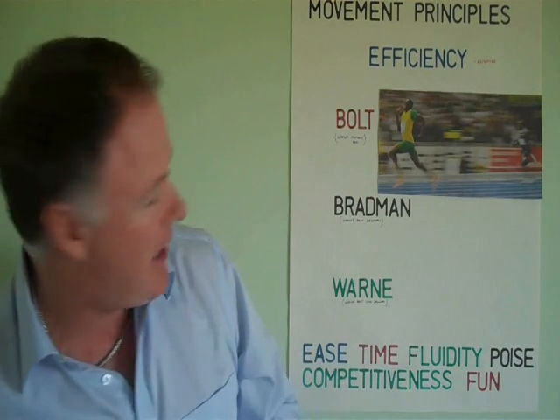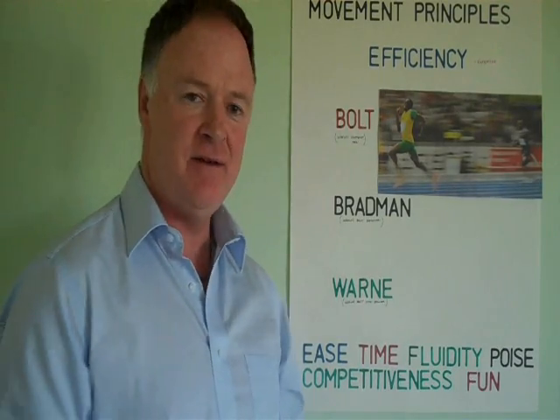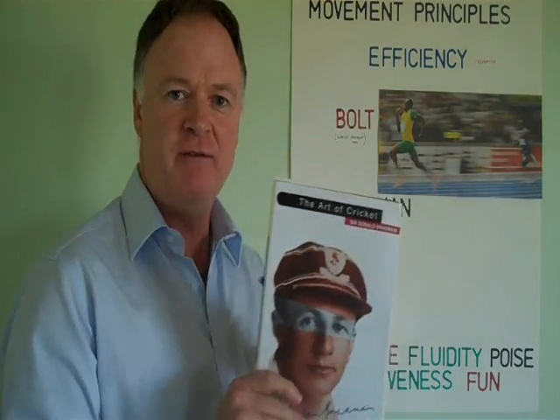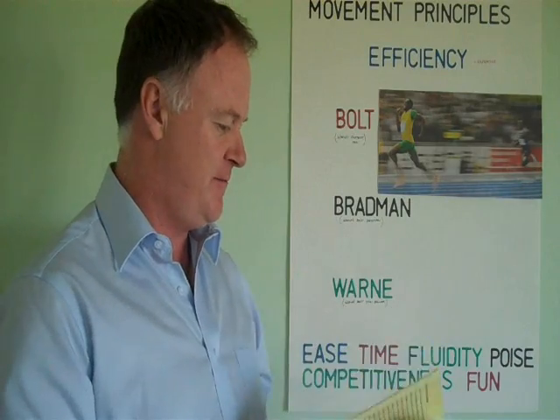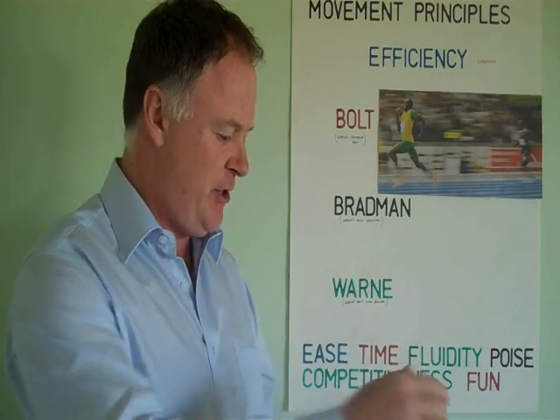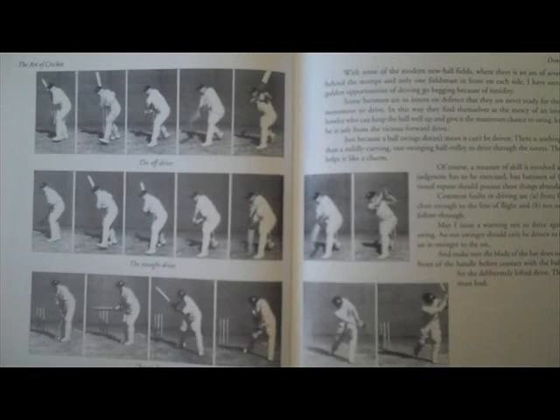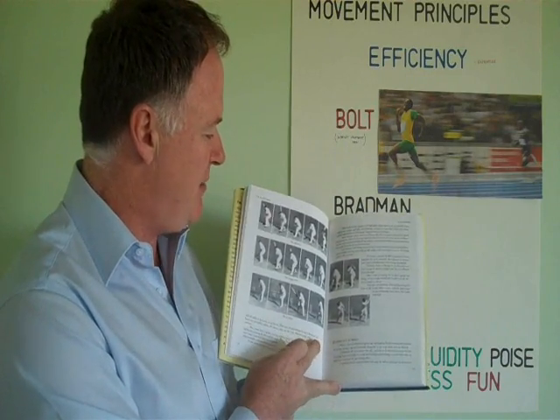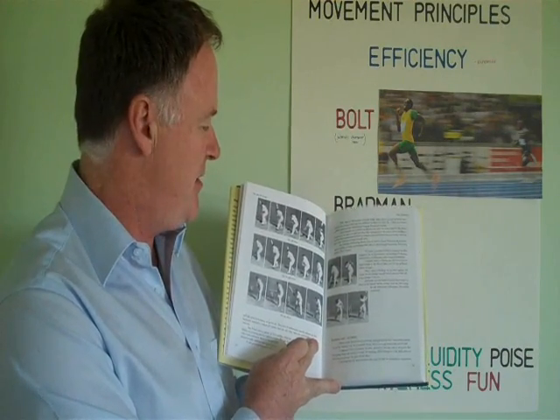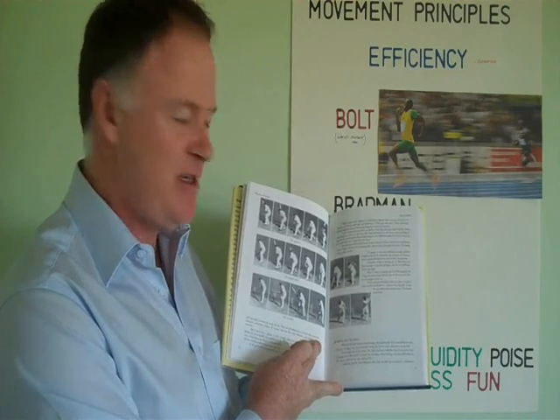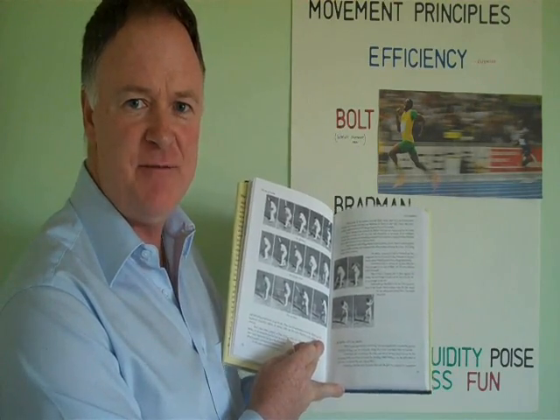Bradman are the world's best batsmen, and a book that I enjoy is The Art of Cricket. And in The Art of Cricket you have the pictures of Sir Don playing the drives. And you can see the orderly manner in which he hits the ball. Everything moves in a sequence and the timing is perfect.